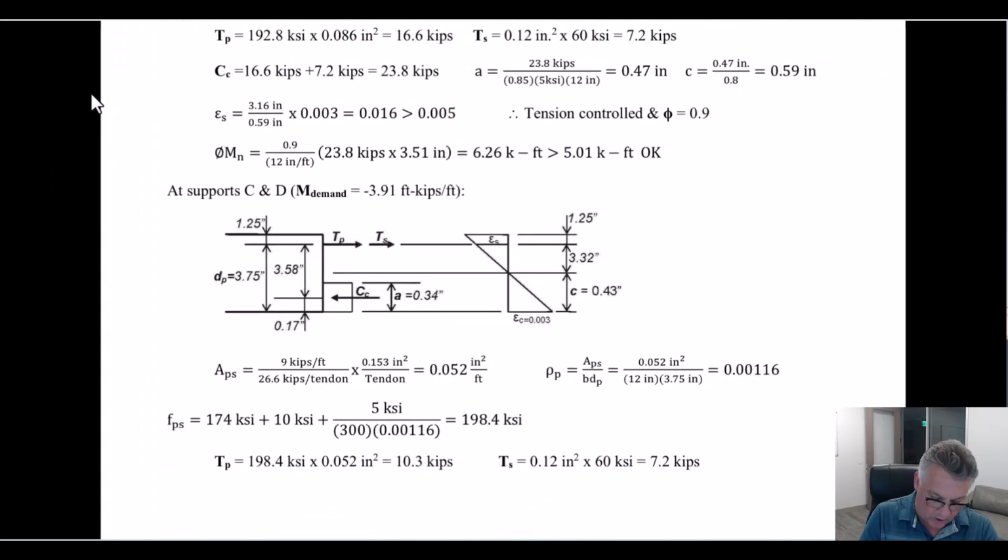Go through the same process at the interior joint. The demand moment was less. We're back to 9 kips a foot for the pre-stressing on the interior spans. We go through the same process, calculate rho, calculate FPS, calculate a force per foot in the tendons, calculate a force per foot in the number 4s at 20.